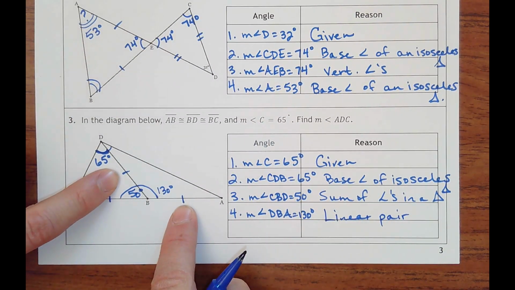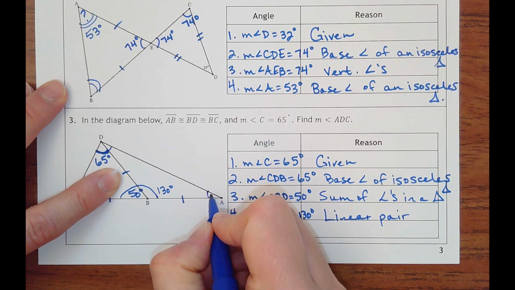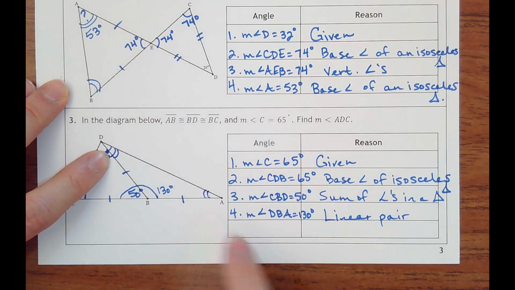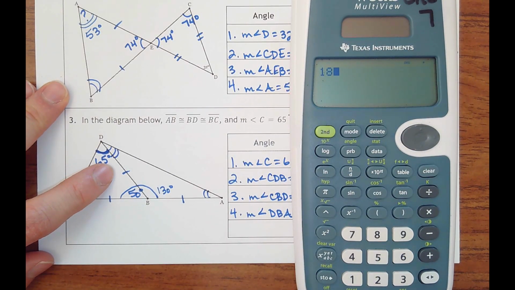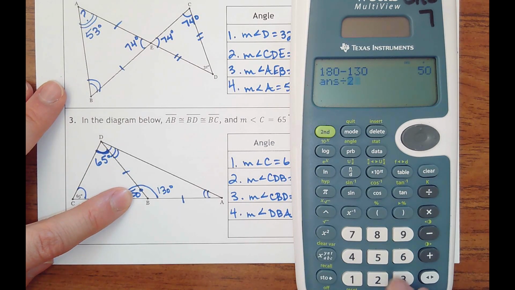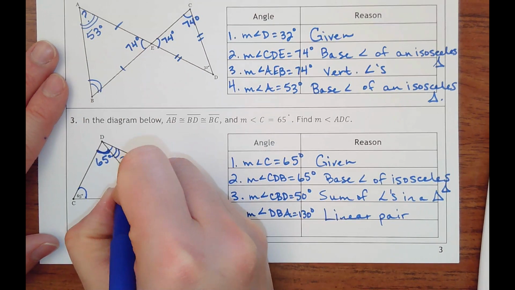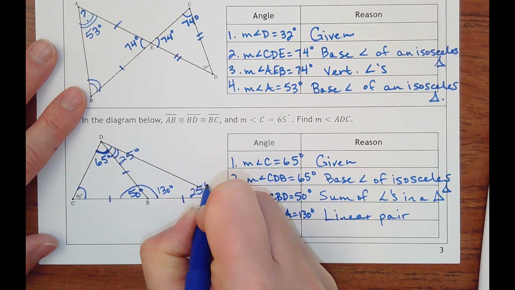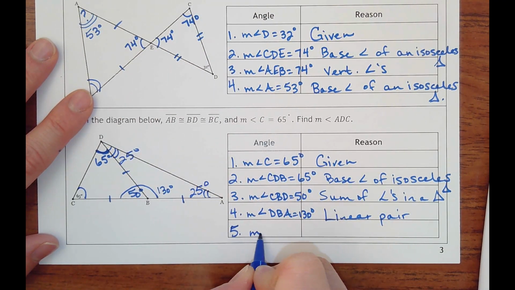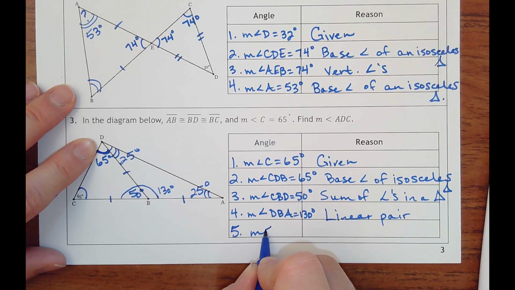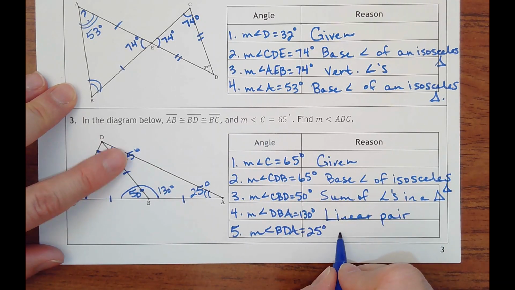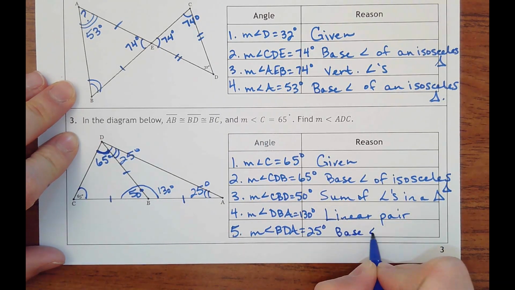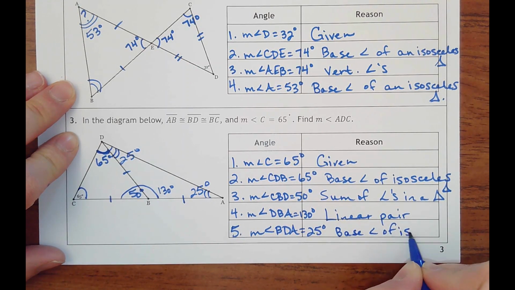Okay, and then this triangle was also isosceles, so it'll have a base angle that's congruent here to here. I don't think I have enough steps, so we'll do 180 minus 130. That's 50. Divided by 2 would mean they're 25 degrees. So that would be the measure of angle BDA. And that would be base angle of isosceles.